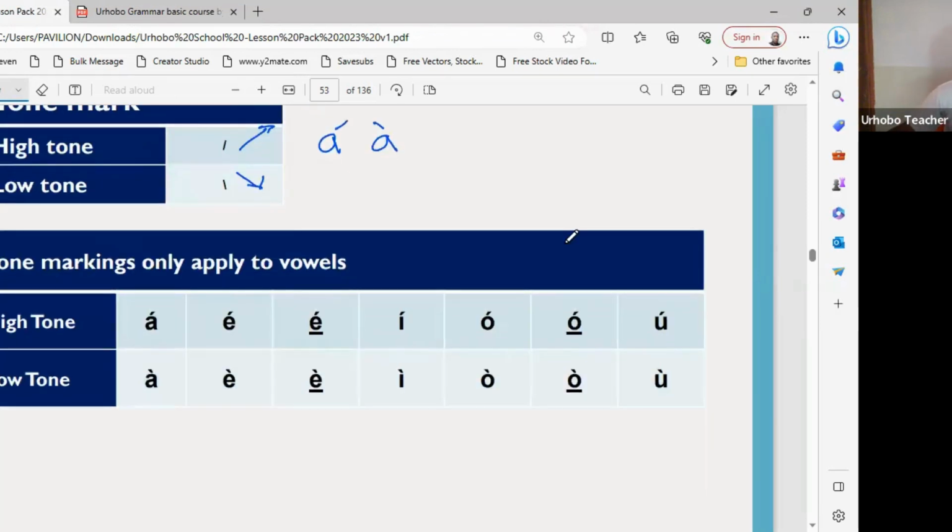Okay, let's practicalize them with our vowels. We have a, e, i, o, u, and the other vowels. So these are the 7 vowels. How many vowels do we have? Who can tell me 7 in Urhobo? We have 7 vowels. So we have 7 vowels in Urhobo.